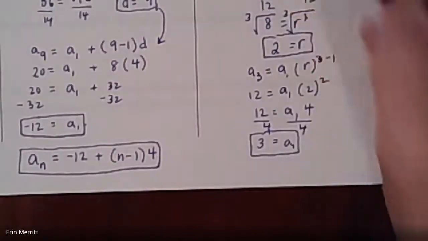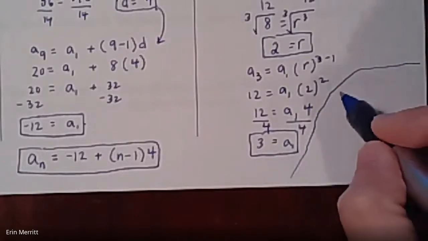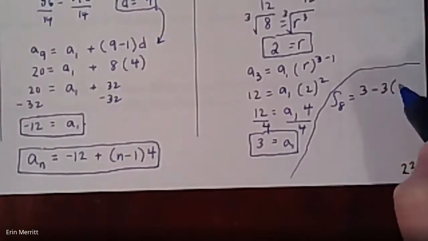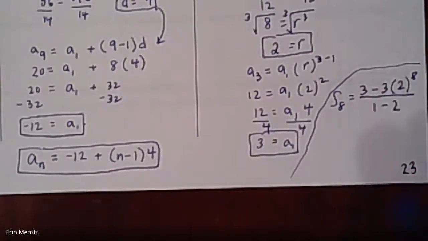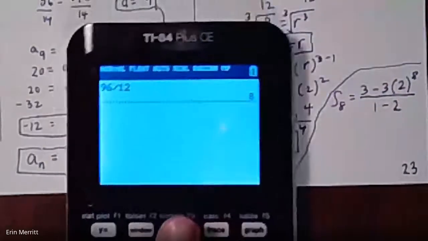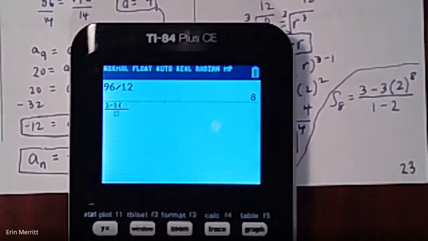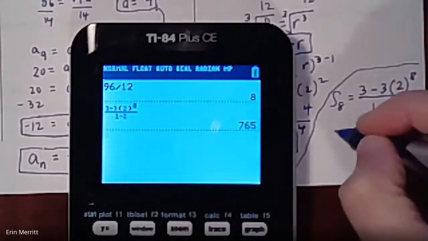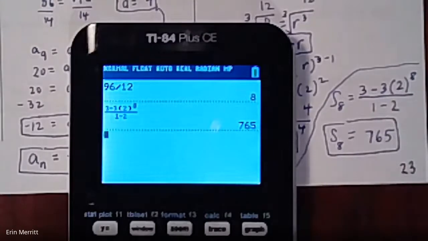Now that we found the first term and the common ratio, we can find the sum. So in this little space I've got left, let me fill that in. The sum of the first 8 terms: first term, 3, minus the first term times r to the nth power, all over 1 minus r. Grab your calculator and let it do the work here. So we've got 3 minus 3 times 2 raised to the 8th power, and then all over 1 minus 2. That is going to come out with a total of 765.